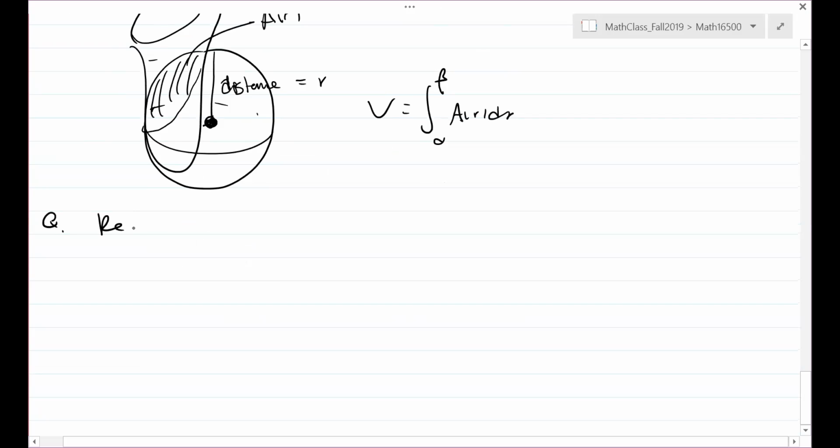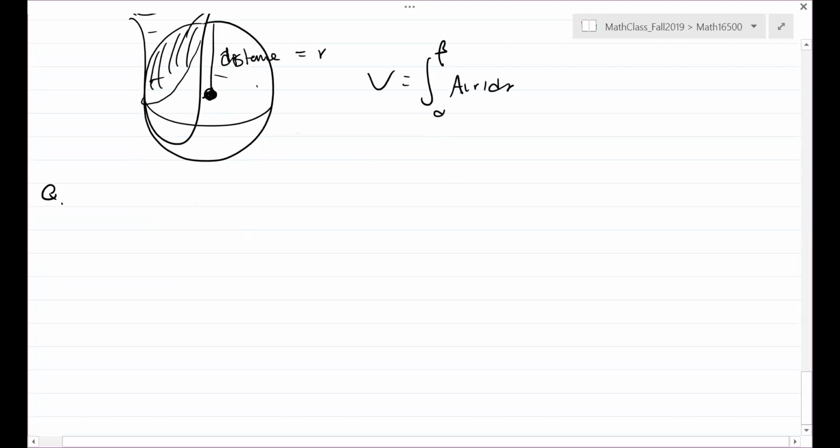The region is bounded by, oops, not touch. The region is bounded by, or equals, oh, I hate it.